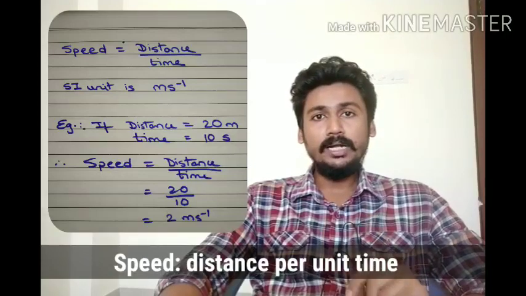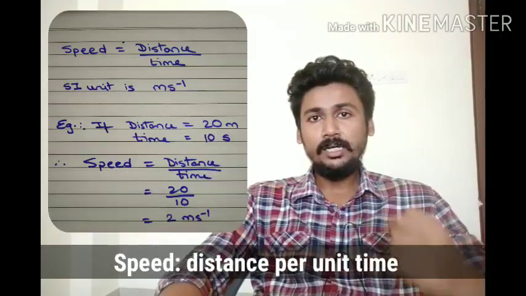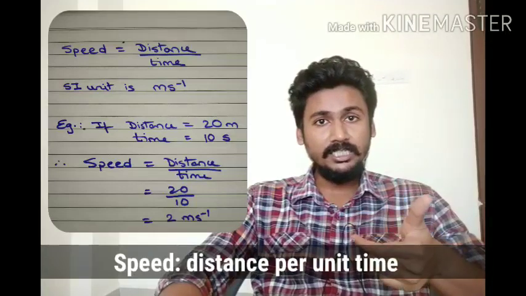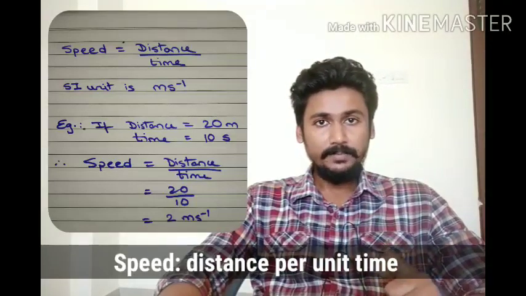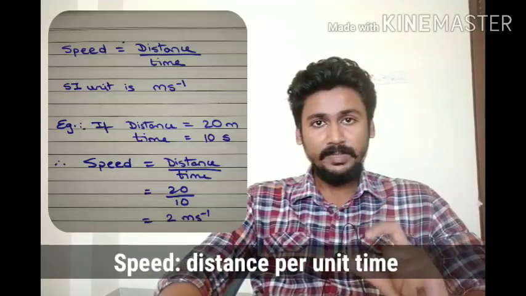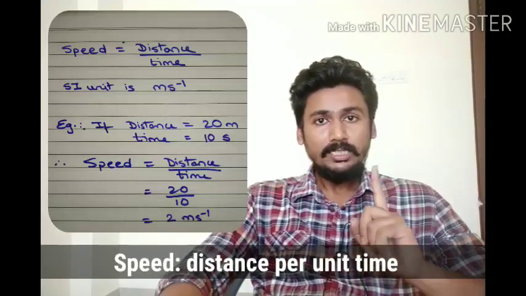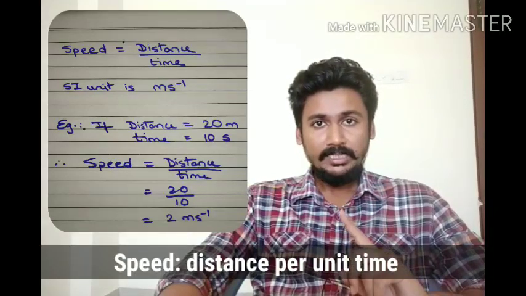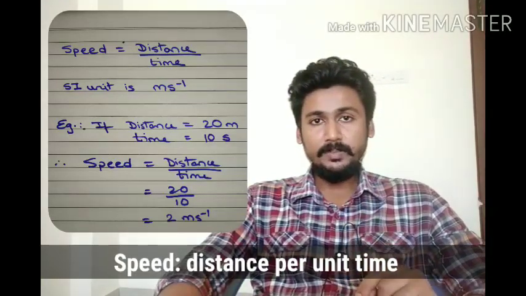Speed helps us to understand how fast we are going, how fast our distance is changing with the time. This is the meaning of the speed. Speed is also a scalar quantity. Remember, so speed is a scalar quantity. SI unit of speed is meter per second.